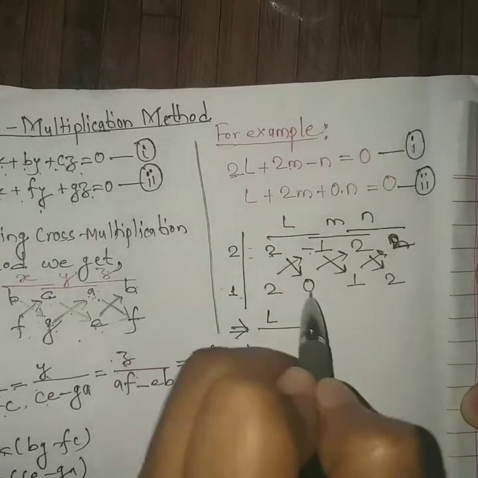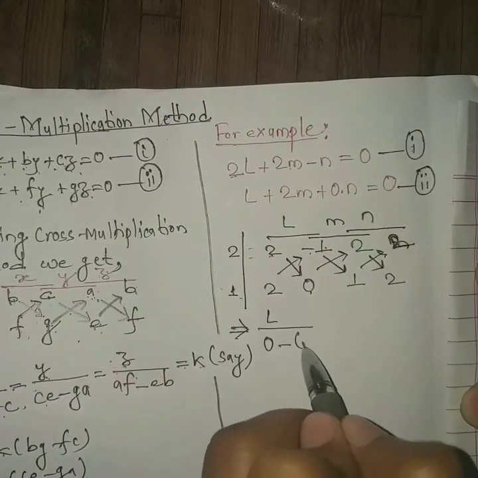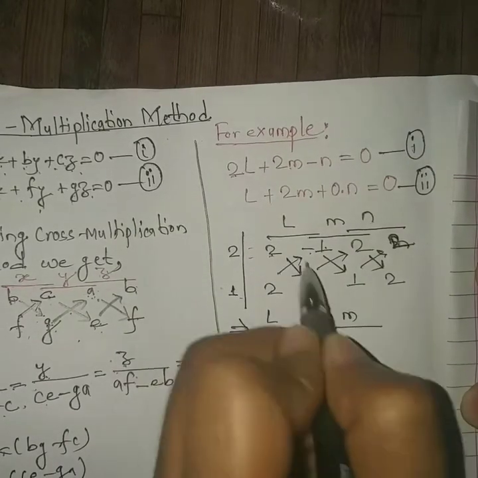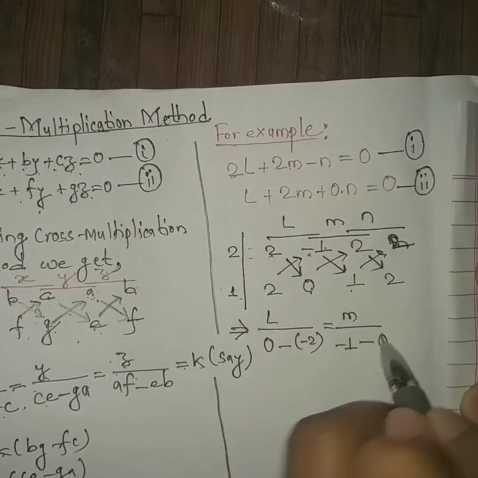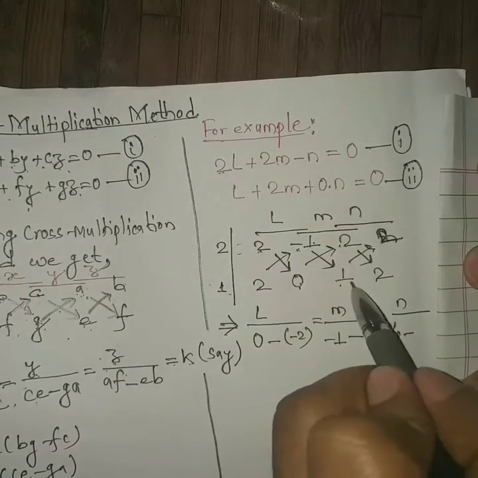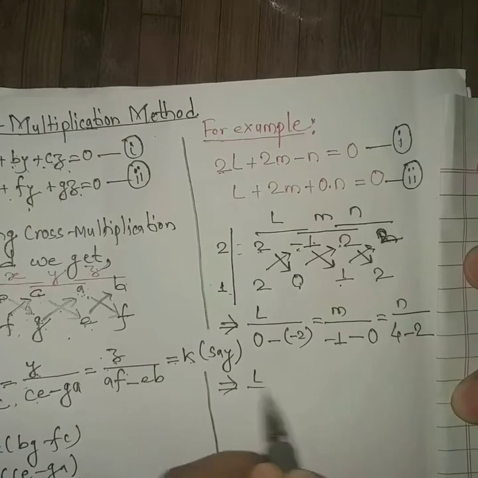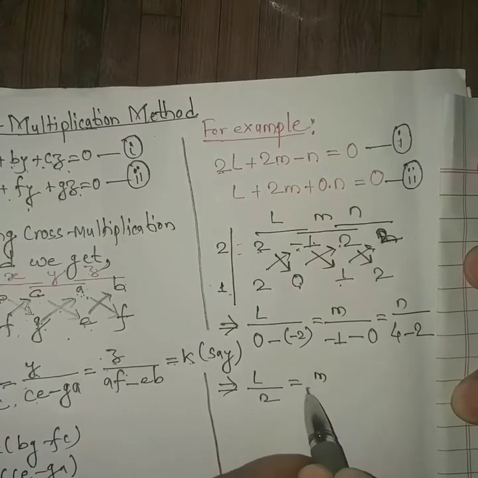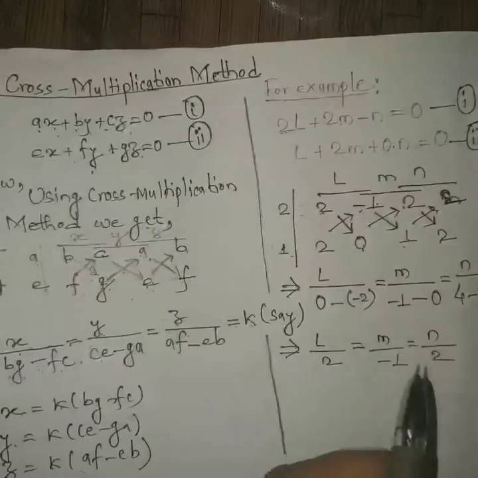l upon 2 times 0, minus, from that formula, 2 times minus 1, minus 2, equals m over minus 1 times 1, minus 1, minus from the formula 0 times 2, minus 0, equals n over 2 times 2, 4, minus automatically, and 1 multiplied by 2, equals 2. So this gives l upon 2 equals m over minus 1 equals n over 4 minus 2, that is 2. Up to here, I have discussed it.